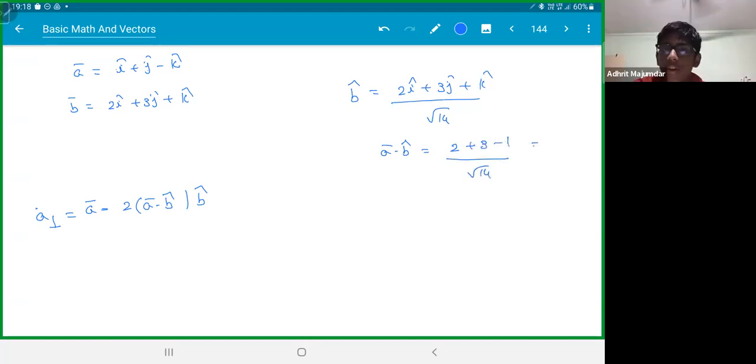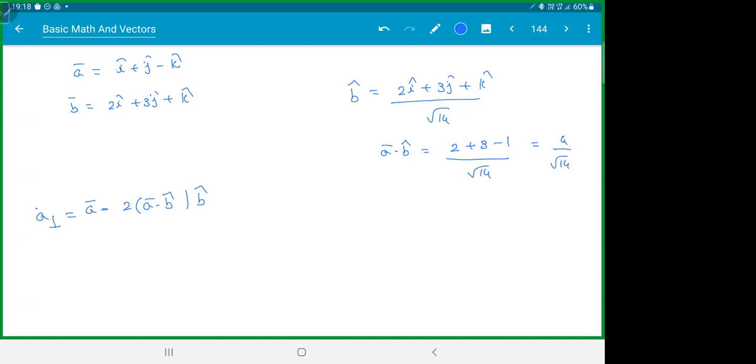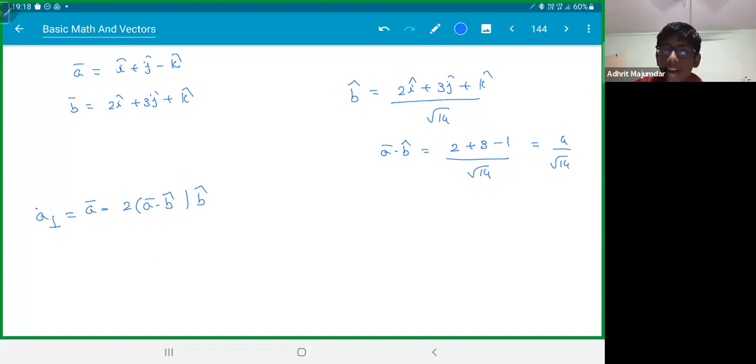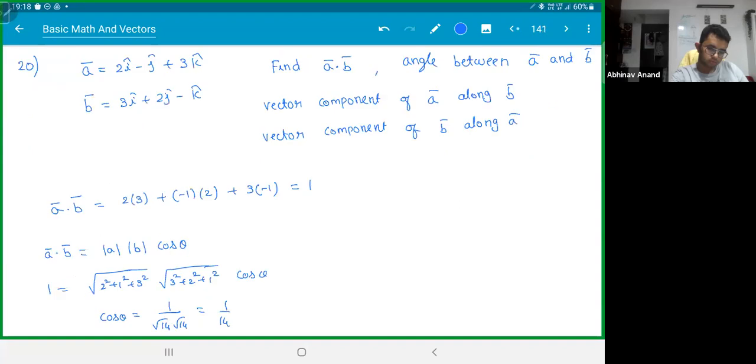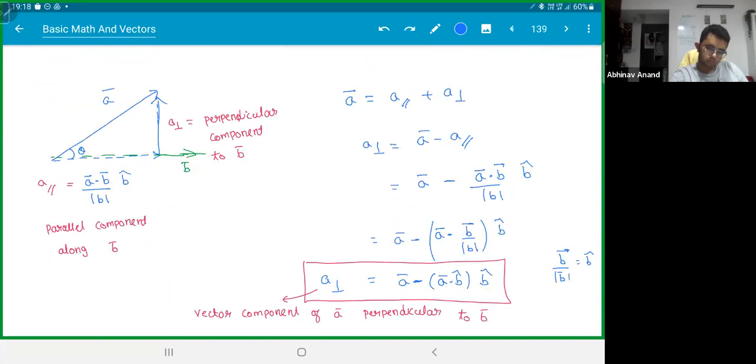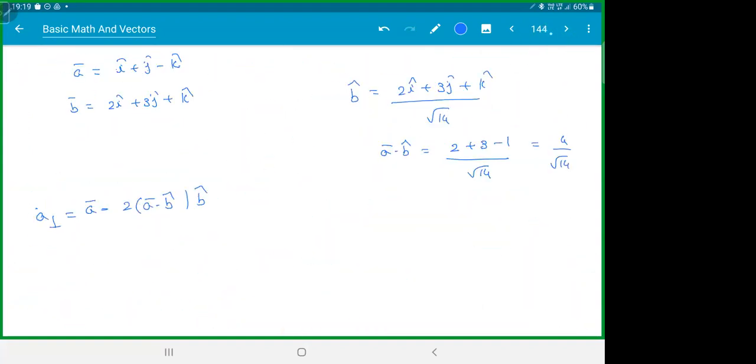Is there a 2 in the formula, multiplied by 2? Where? In the formula, it is written, A minus twice. Why do we multiply it by 2? Sorry. I don't know why I wrote 2.